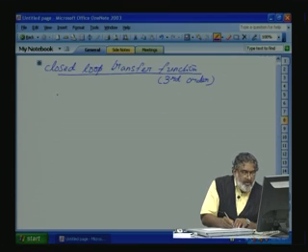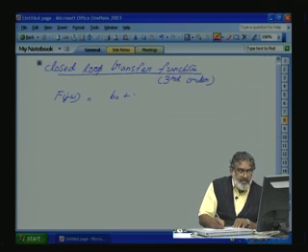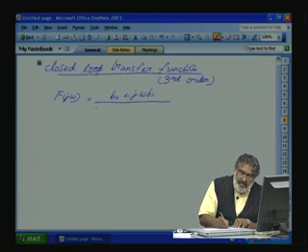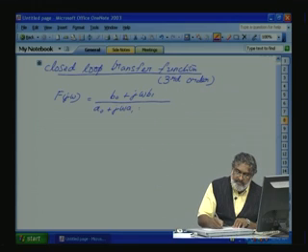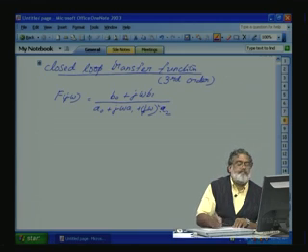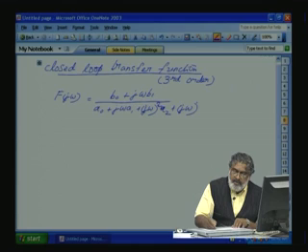A general third order system. F(j omega) is equal to (B0 plus j omega B1) divided by (A0 plus j omega A1 plus (j omega) square A2 plus (j omega) cube A3).